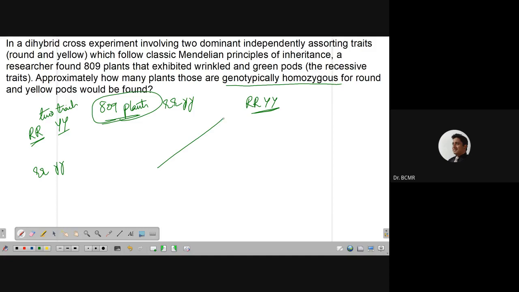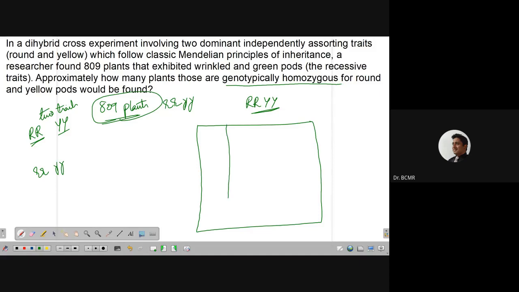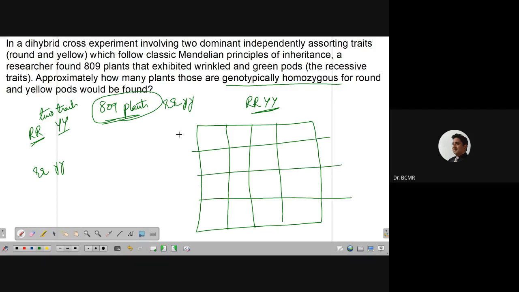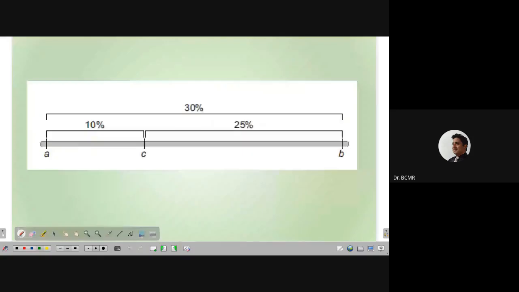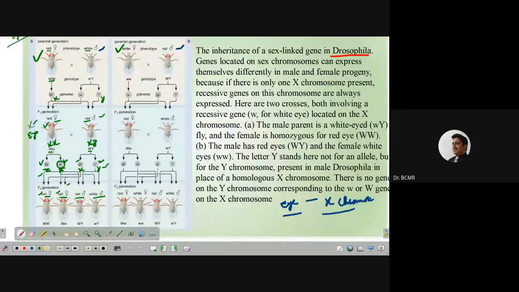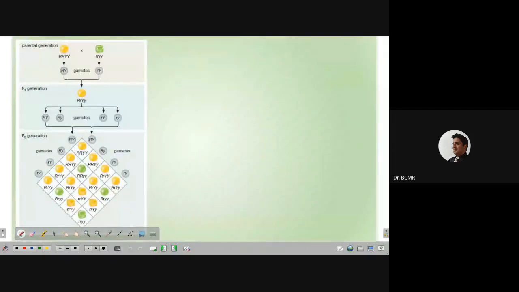Please do it faster. If you can do it, it'll be nicer. Did I say which? That should be in the F2 generation. You're going to draw something like this. Okay.